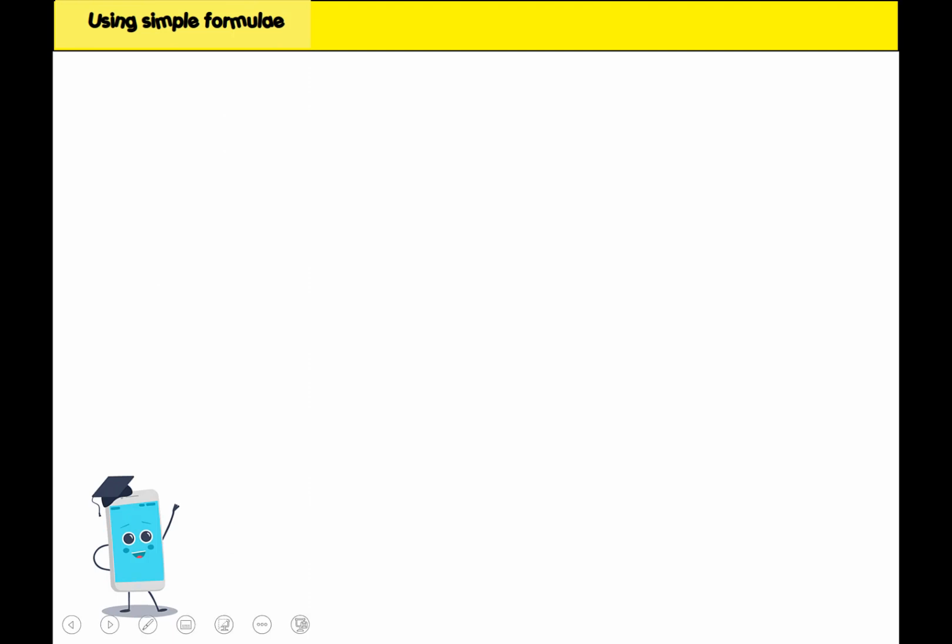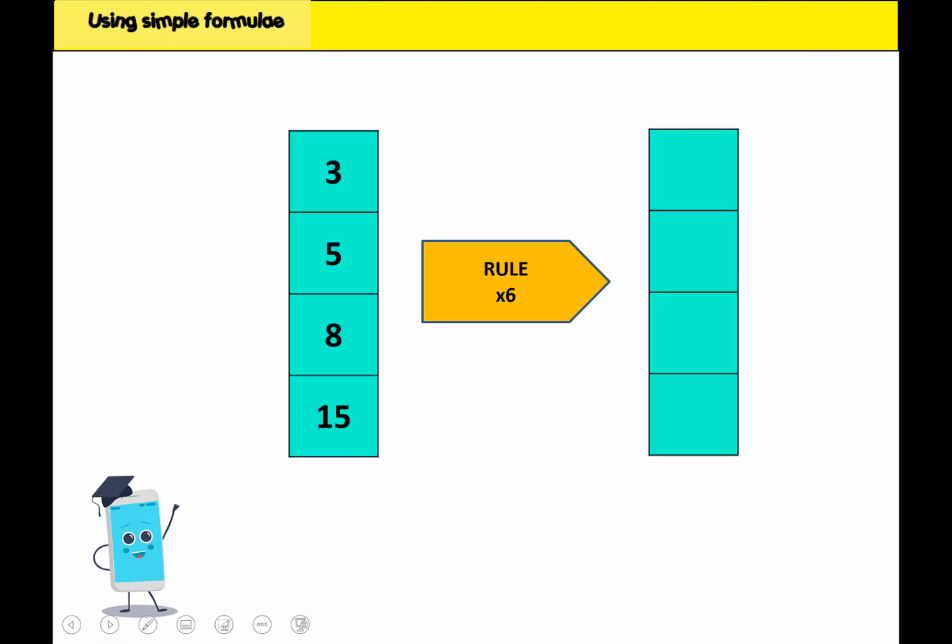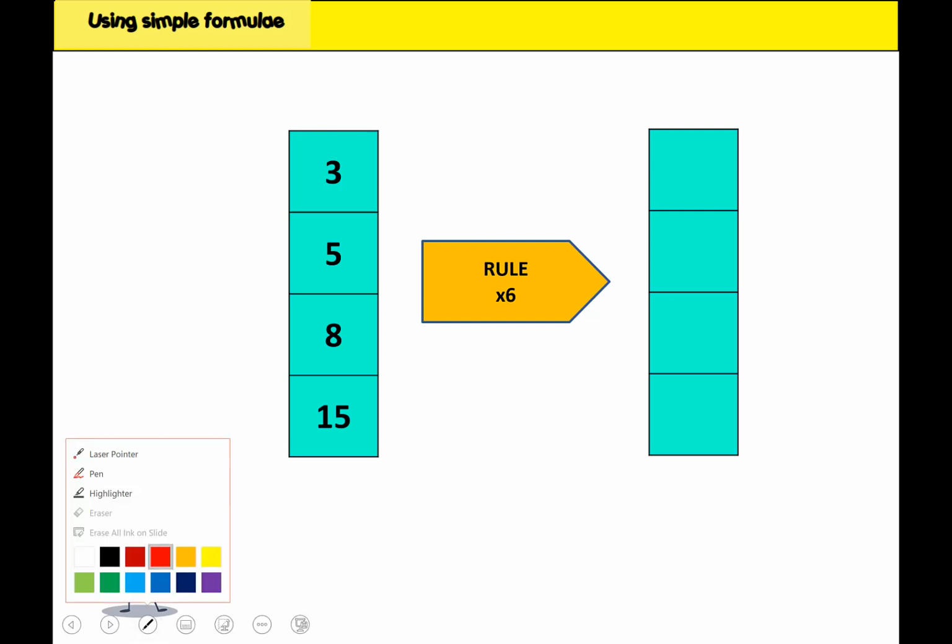Okay, let's start with using a simple formula or a simple rule. In this example, we have 4 different numbers on the left side. We are applying the rule multiply by 6. This is our formula. Our formula is our rule. It's what we're going to do to each number. On the right hand side is what the new value would be after our number has had the formula applied to it. So if we take the number 3 to start with, we're simply multiplying it by 6 and then writing the new number in the right hand column.